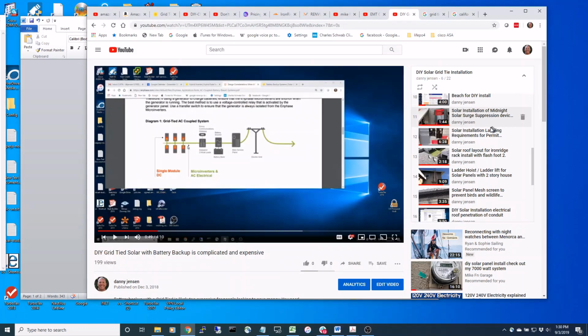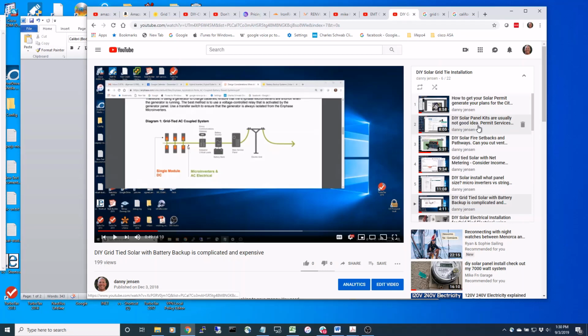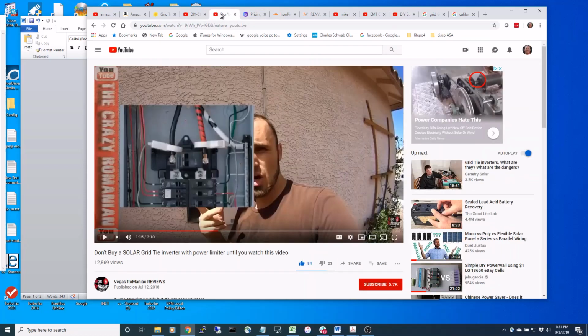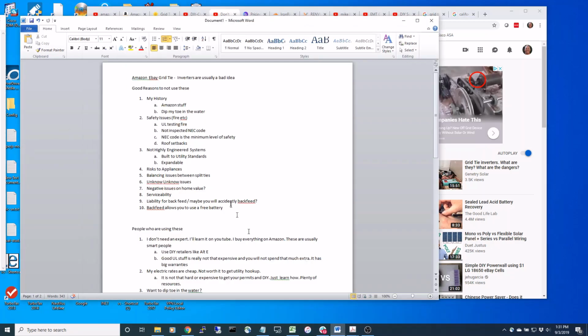As far as your solar panel location, you may want to do proper roof setbacks so the fire department can actually access your roof. Also, some of these systems just bootleg onto your electrical panel in a way that's unbalanced, and that's not good either. The main thing I'd say is they're not highly engineered like the UL systems, and you get some peace of mind with that.